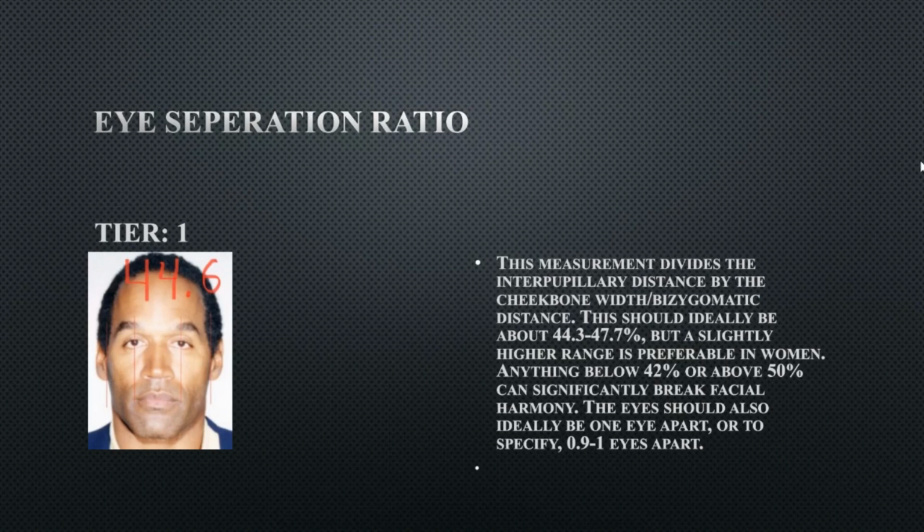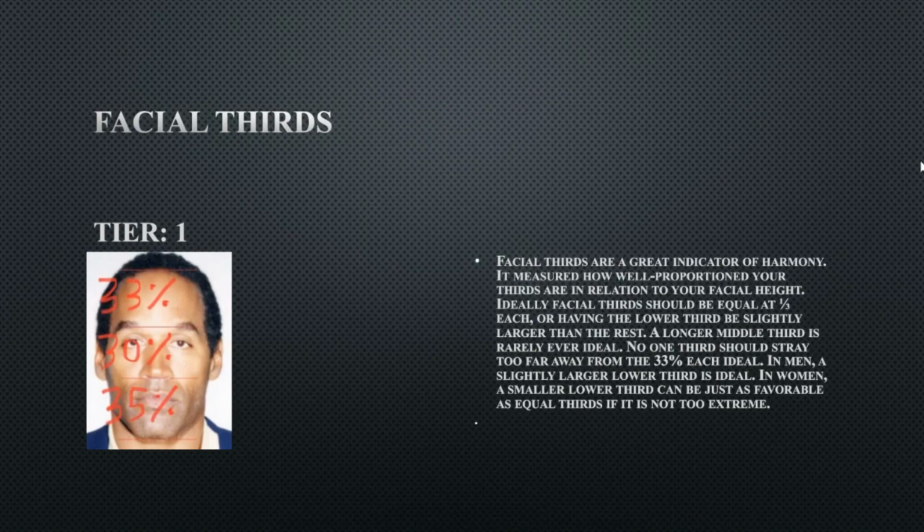Alright, so his eye separation ratio. So how far apart are his pupils compared to his cheekbones? It is at 44.6%, and this is a tier 1. This is also ideal. His facial thirds are supposed to be evenly distributed, which they are, and they shouldn't stray too far apart from 33% each, which they don't. So this is ideal.